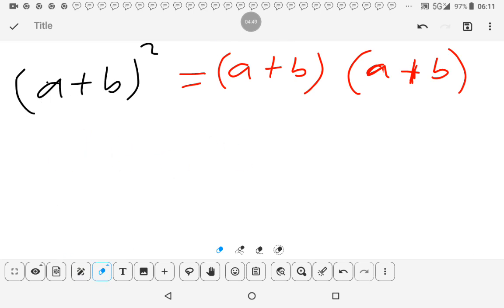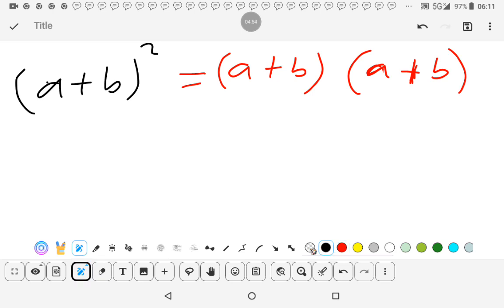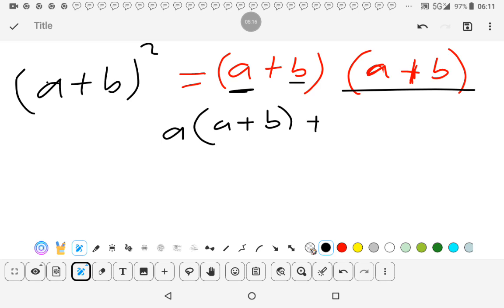So the next thing is now to expand. You take the first value here, the first a, and it will multiply everything there, a plus b. Then the second value, plus b, will also multiply everything here. So you have b times a plus b.